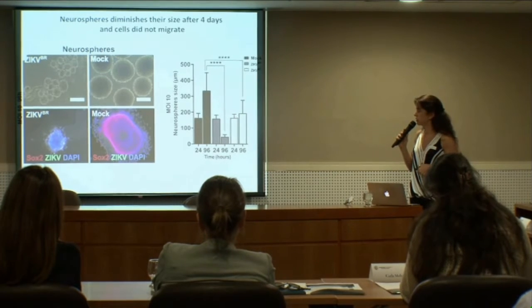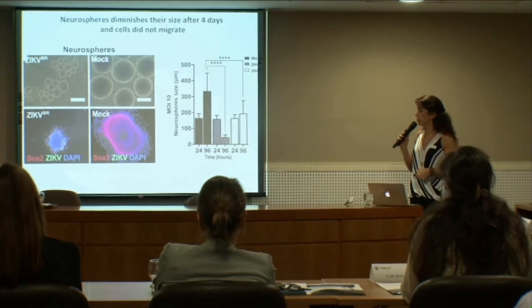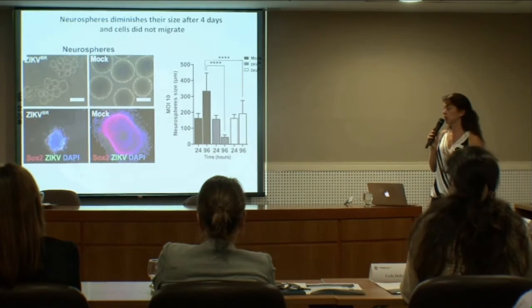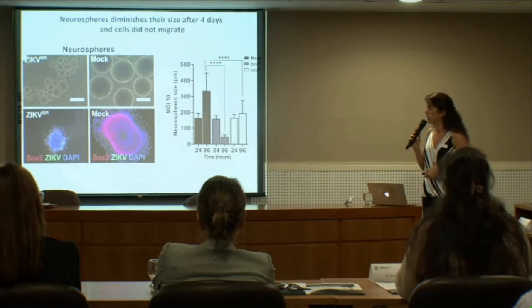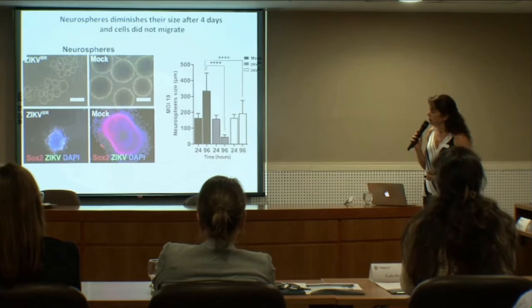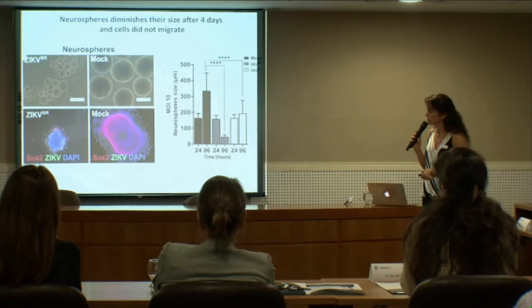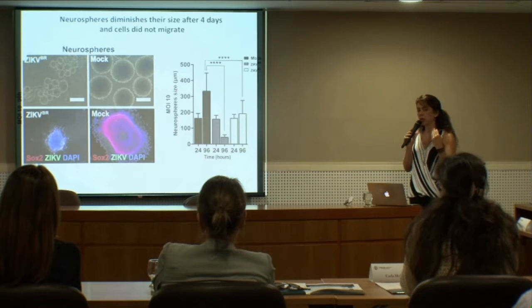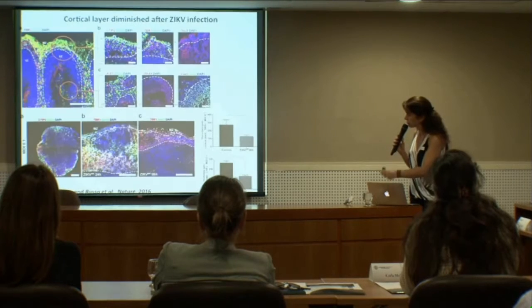If we compare the first 24 hours, they have exactly the same size, and after 96 hours, we have a really strong impairment of the growing of the cells of the neurospheres infected by the Brazilian strain. They are much more aggressive than the African one. And also, we could notice that the migration of the cells is impaired compared with the control. Here is the one infected by Zika. So this could explain the impairment of the migration of the NPCs to make the cortical layer.